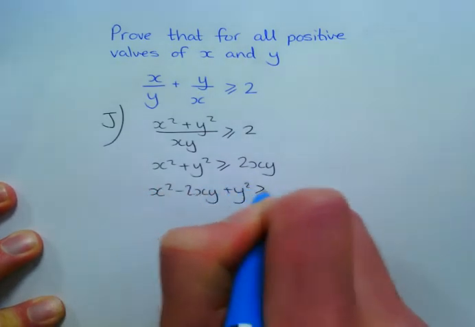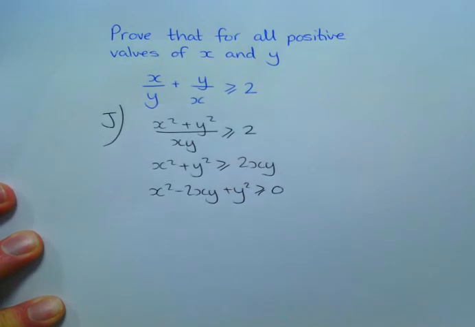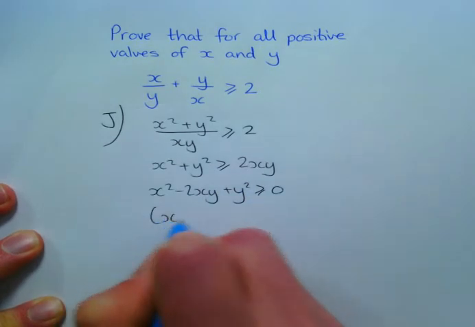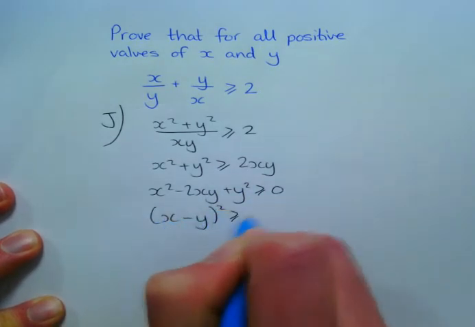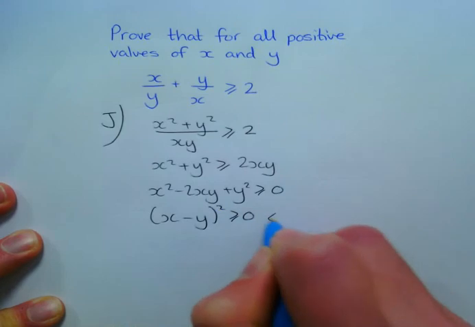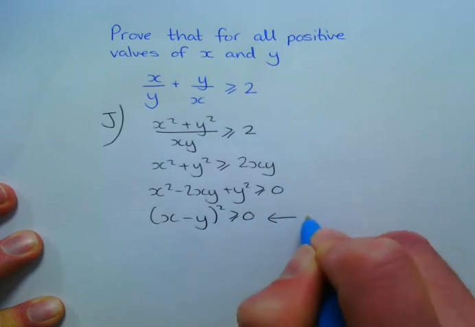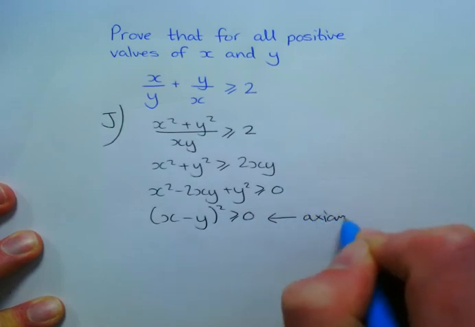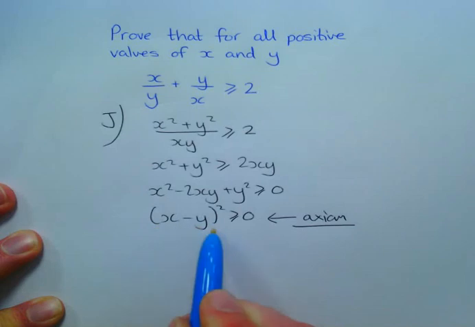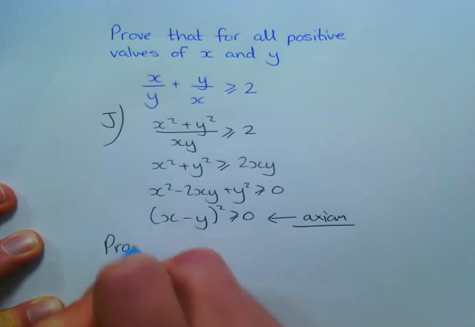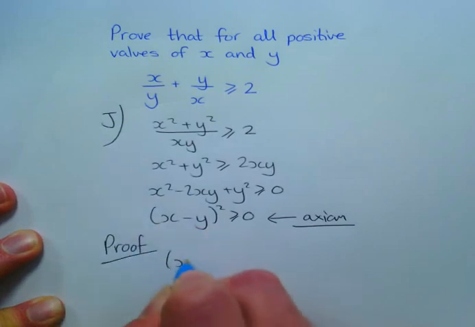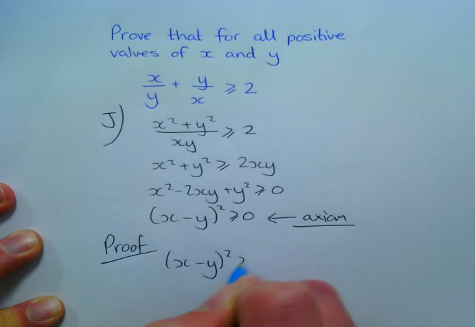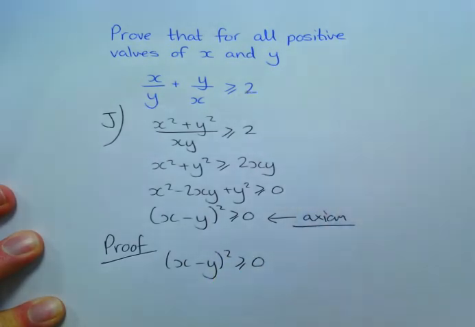Now this is possibly a harder factorizing problem to see, but it is as simple as x minus y all squared. And that, ladies and gents, is an axiom. That's always true. So now we can start our proof, and we'll start with that. And now we've just got to get back to this. We've got to basically prove that fact.